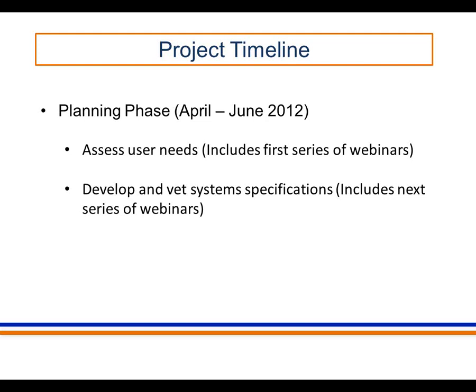The planning phase, which is what we're currently in, includes an effort on our part to assess what institutions need and to develop the specifications, present them, and get feedback on them. And so we're going to use this webinar. There's a couple in this first series, and then there's a couple in the next series of webinars where our intention is to provide some mock-ups of what we think the system will look like.